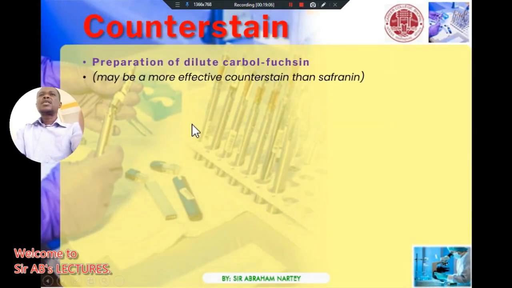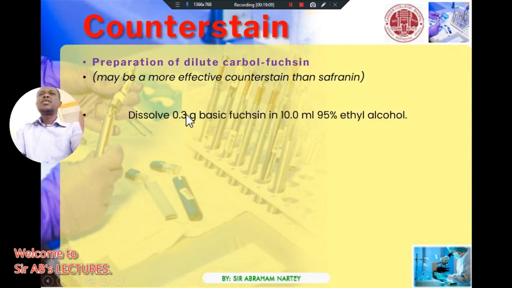So the counter stain, this is carbofusion. This is carbofusion. So with the carbofusion tube, you take what? 0.3 gram of basic fusion in 10 milliliters of what? Ethyl alcohol. This one you are taking 0.3 gram of carbofusion, and then you dissolve it in about 10 milliliters of ethyl alcohol.